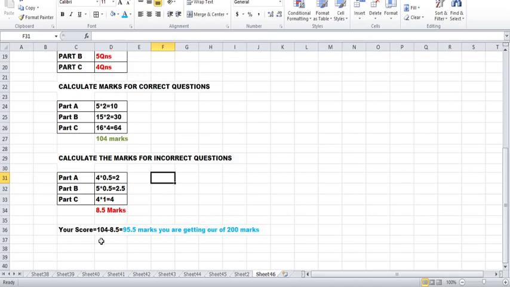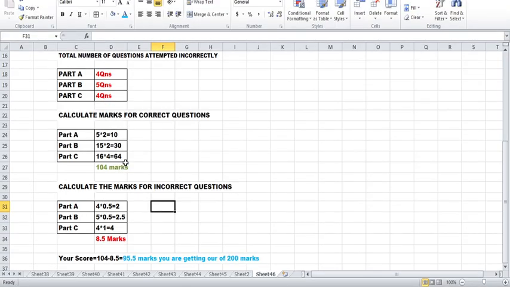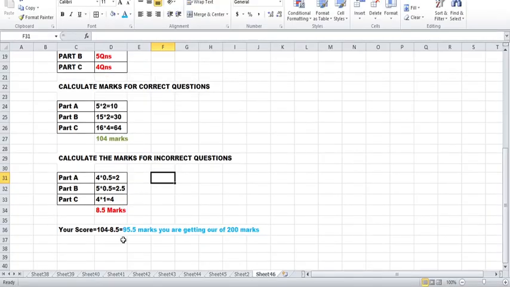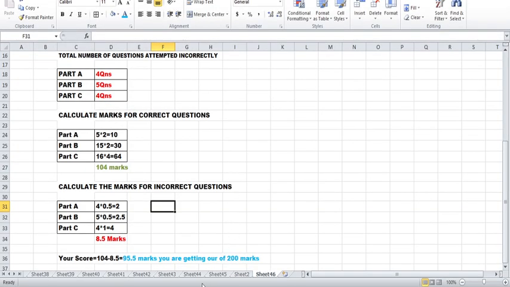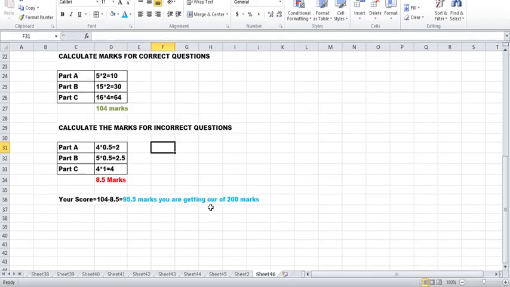Now, how to calculate your score? Simply subtract the marks for incorrect questions from the marks for correct questions: 104 minus 8.5, you will get 95.5 marks. That is the mark you are getting out of 200. At this stage you can calculate your probable percentile score. This is your raw mark, which gives you an idea.